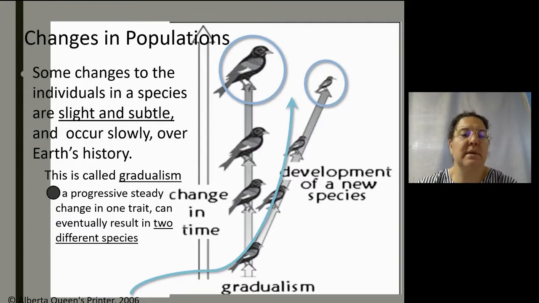So, some changes to individuals in a species are slight and subtle and occur slowly over the Earth's history. This is called gradualism. So, a progressive change in one trait can eventually result in two different species. This would be if one bird species, here we can see, developed to be slightly smaller because that was advantageous in one of their populations. And over time, that species got smaller and stayed smaller. If we look at the beak shape, it also is slightly thinner in that image. So we might now consider these two different species because they don't interbreed. And that would occur slowly over time.